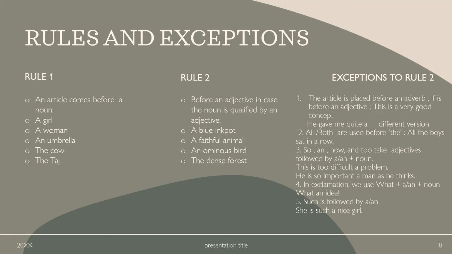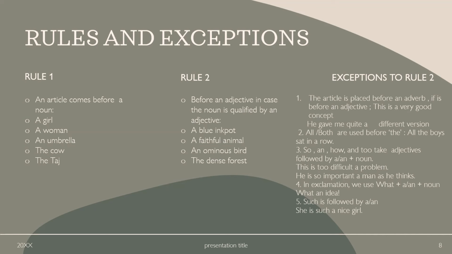In rule 2, you can see it also comes before an adjective in case the noun is qualified by an adjective. That is, a blue ink pot. Ink pot is a noun. Blue is the adjective here. So there you are using a blue ink pot, a faithful animal, the dense forest, an ominous bird. So before the noun as well as before an adjective which speaks about the noun.